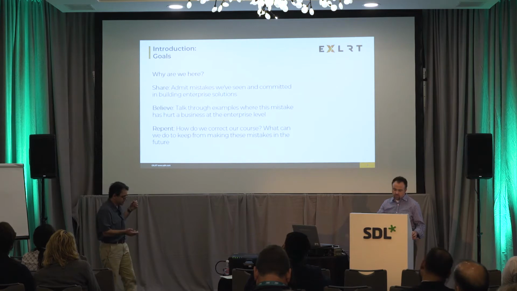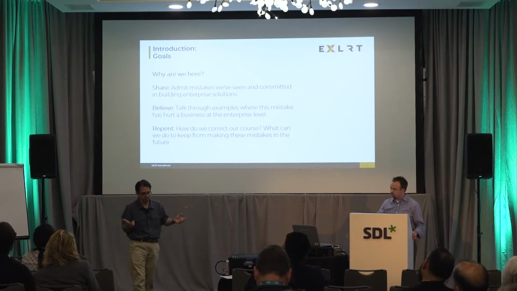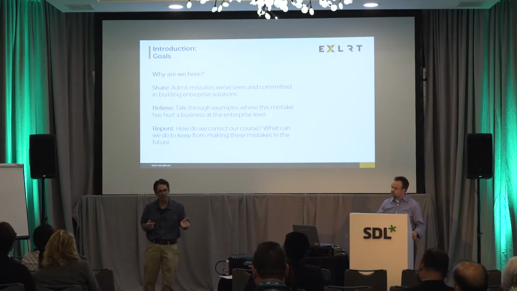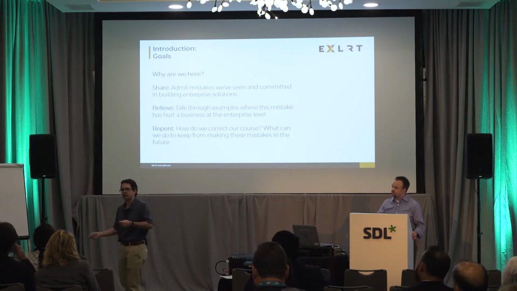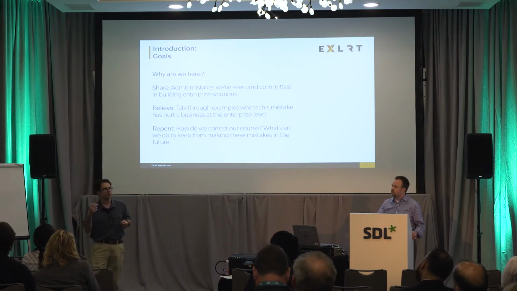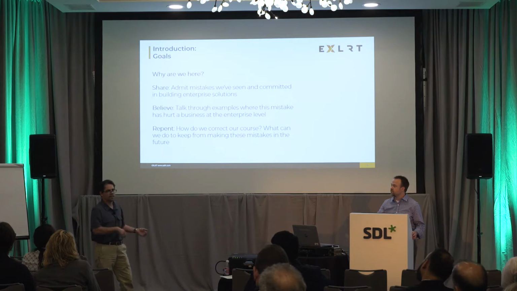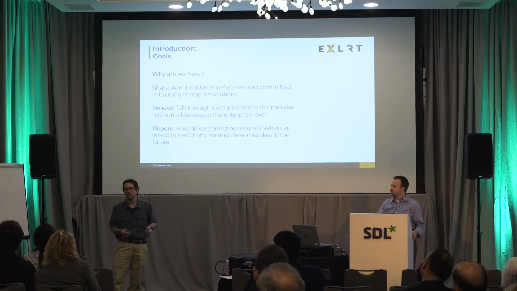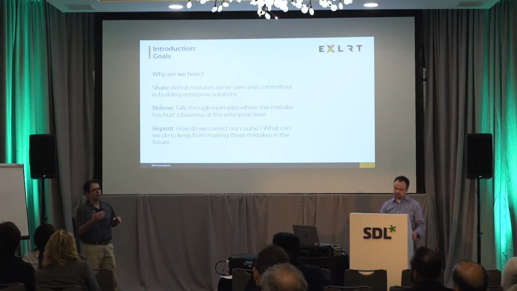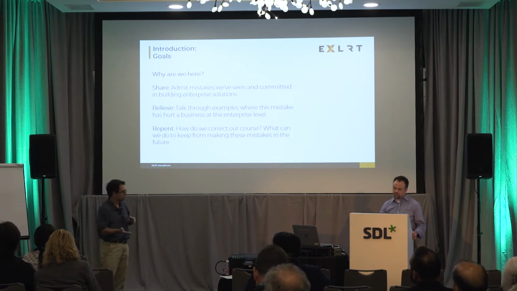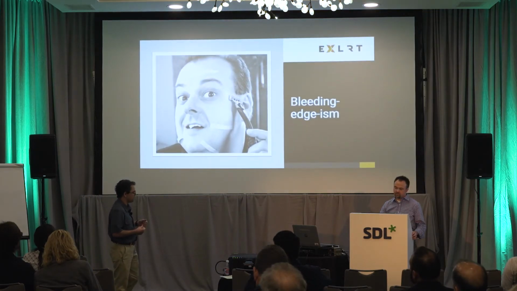And then finally, it's to get us to repentance. If you've never heard that word, it can be a religious term, but it comes from the Greek, and it means to go in the other direction. So another term for repentance is just course correction. So we're talking about mistakes that have happened, how they affected the business, and what course correction we can take throughout this. So with those goals in mind, let's start diving into the meat of the presentation.